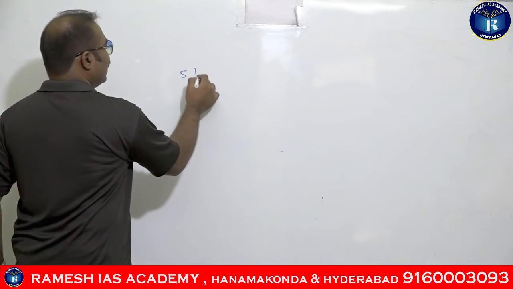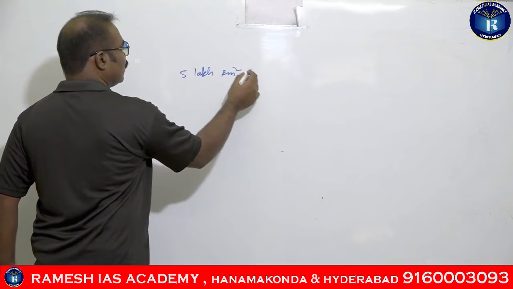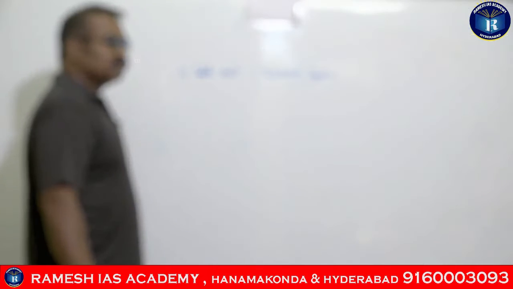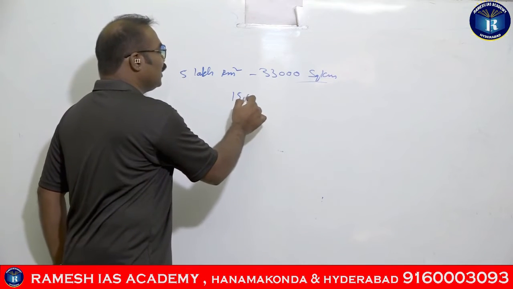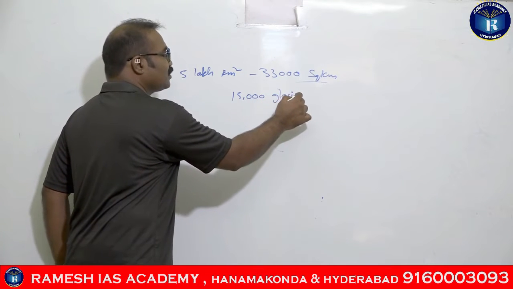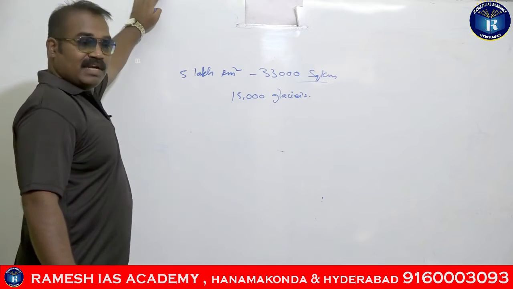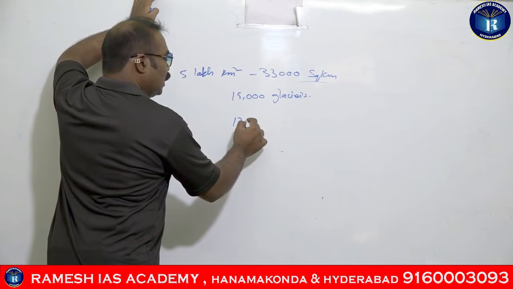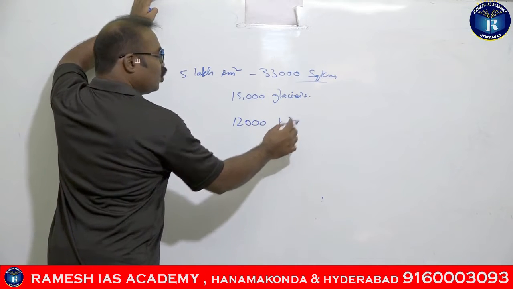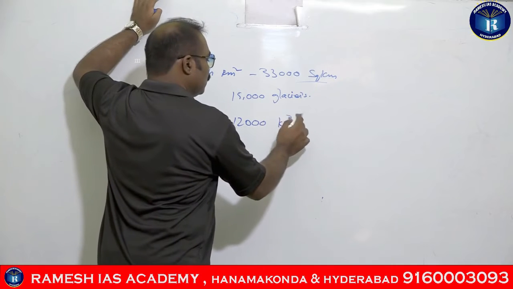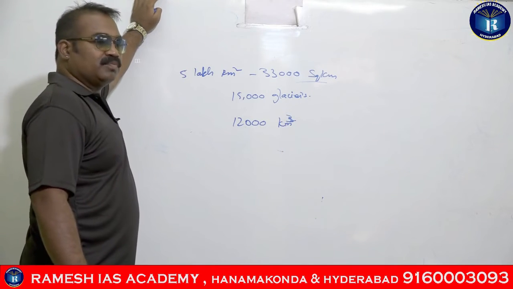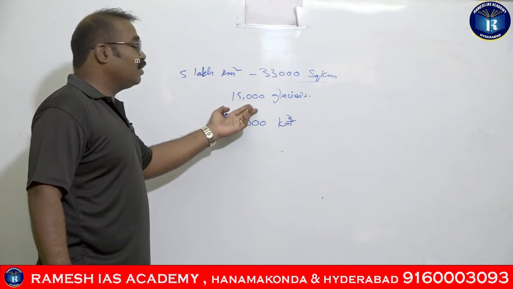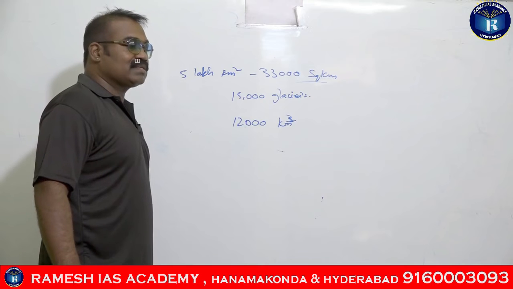Out of the 5 lakh square kilometers, 33,000 square kilometers of area is covered by glaciers, and 15,000 glaciers have been identified in the Himalayas. The water storage is equivalent to 12,000 cubic kilometers, sorry, cubic kilometers, guys, not square kilometers. Volume, right? So 12,000 cubic kilometers of fresh water is stored in the 15,000 glaciers of the Himalayas.